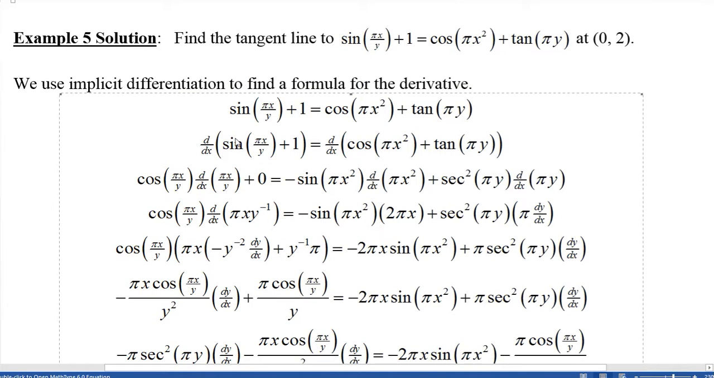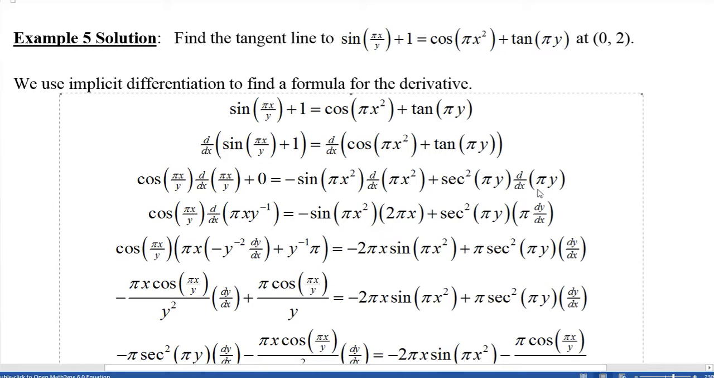Write the formula down just like it is. Take the derivative of both sides with respect to x. This is derivative of sum. The derivative of one part is 0. Derivative of sine of u is cosine of u times the derivative of u. We'll get to that in a minute. On the right side, derivative of the sum is the sum of the derivative. Derivative of cosine of w is minus sine of that w times the derivative of w, plus now we got the derivative of tangent of v is secant square of v times the derivative of v.